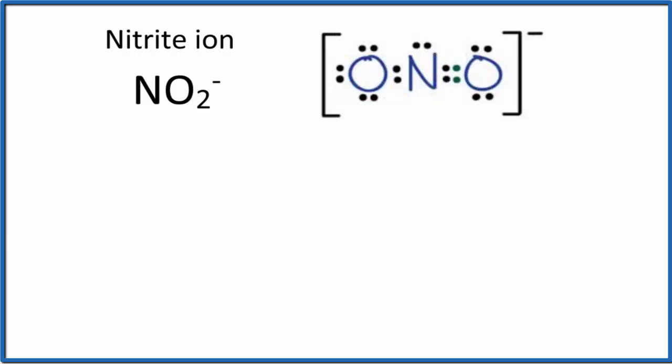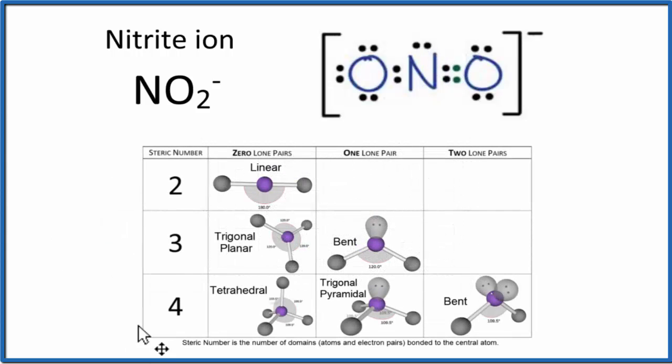So we can look at this table here, and we can see we have the three groups, that's our steric number, and we have one lone pair. So with three groups around the central nitrogen, with one of them being a lone pair, we have a bent molecular geometry, and the angle is about 120 degrees.